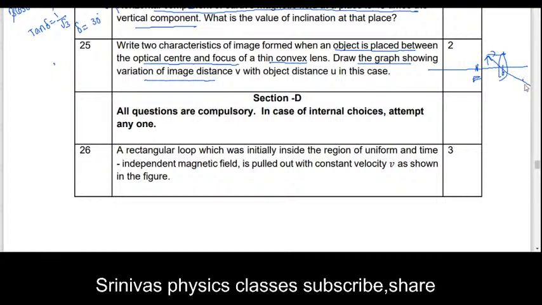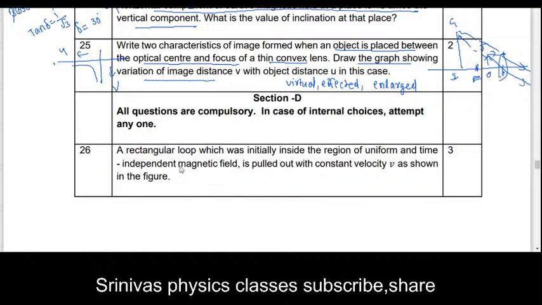The image is virtual and enlarged. This is the object, this is the image. The image is virtual, erect, upright, and enlarged. These are the characteristics. And draw the graph showing the variation of image distance with object distance. You remember the graph. Object distance this side, image distance this side. The graph will be like this.